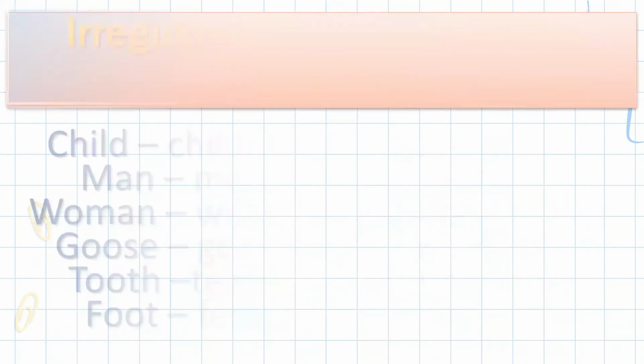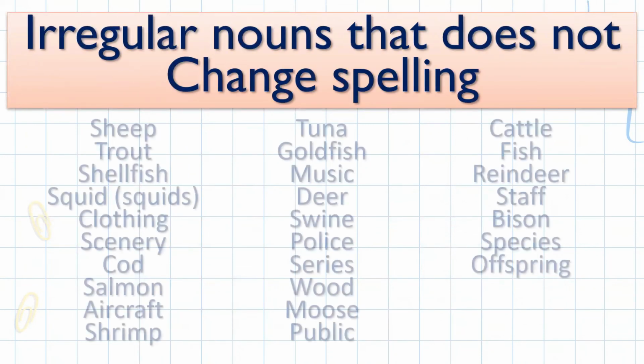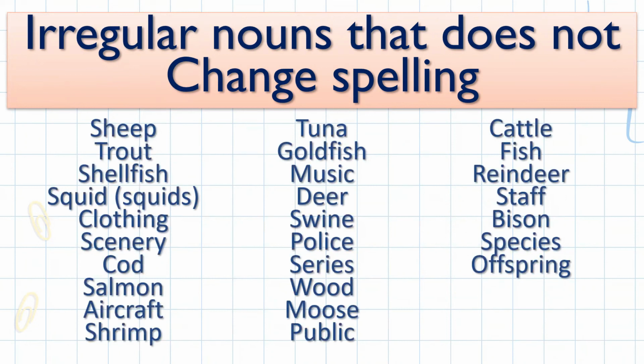We have also reviewed irregular nouns that do not change spelling. We have sheep, trout, shellfish, squid, clothing, scenery, cod, salmon, aircraft, shrimp, tuna, goldfish, music, deer, swine, police, series, wood, moose, public, cattle, fish, reindeer, staff, bison, species, and offspring.